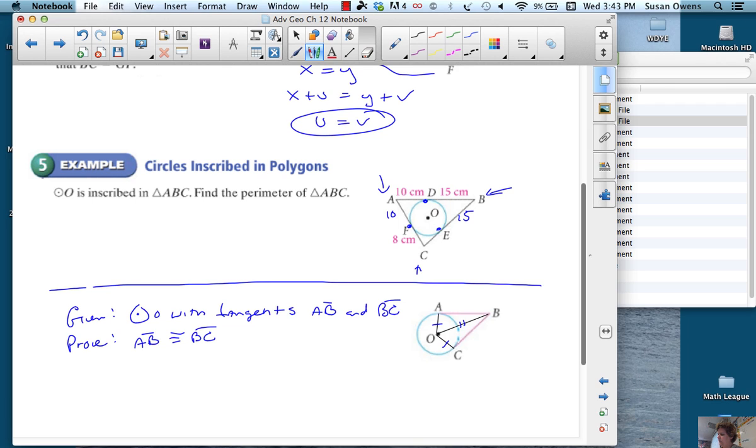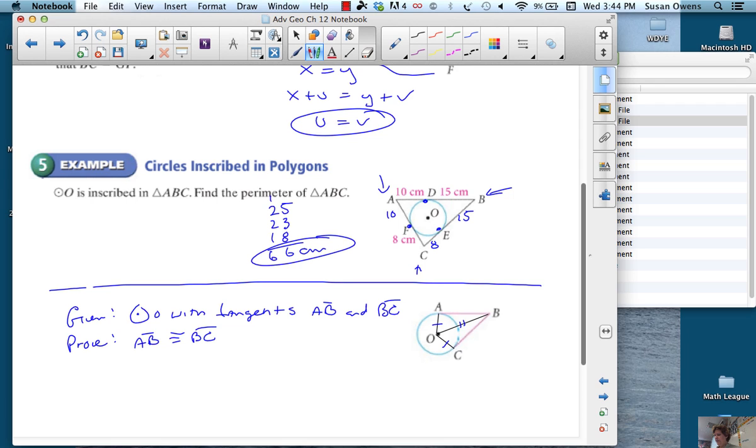And I have the snow cone from C, which means this is going to be 8. So if I put them all together, I've got a side that's 25, I have another side that's 23, and I have a last side that's 18. So 66 centimeters. Done.